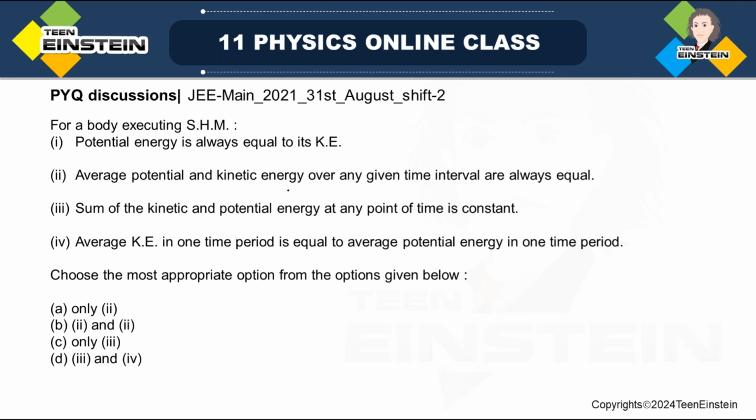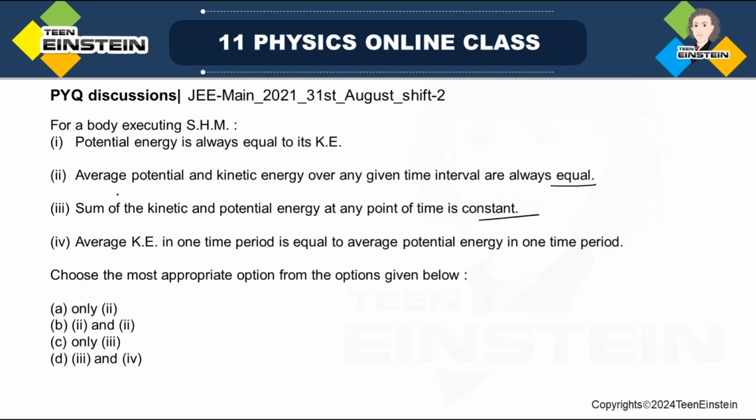Average potential energy and kinetic energy over a given time interval is always equal. Sum of the kinetic energy and potential energy at any point of time is constant. Average kinetic energy in one time period is equal to the average potential energy in one time period. So these are four options related to the kinetic energy, potential energy and the total energy of a body executing simple harmonic motion. Now you have to find out from these four options which is correct, whether only one or only two is correct.